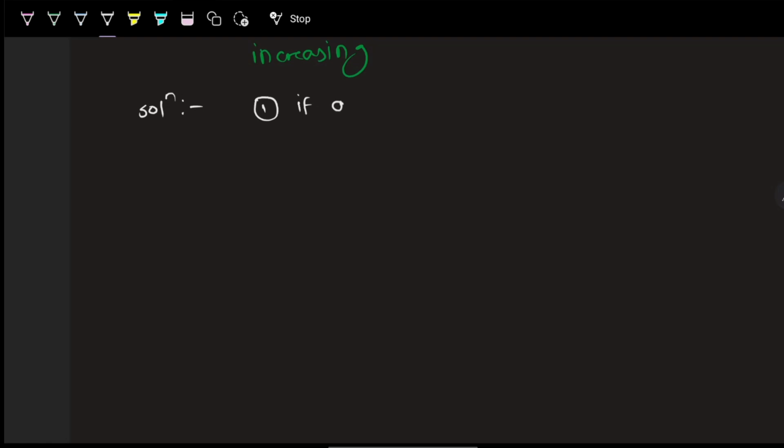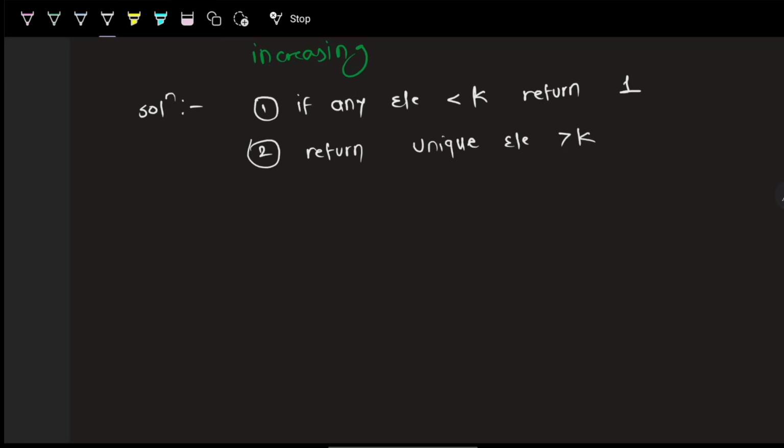So the solution is like this. If any element is less than k, return -1. This is the first base case that we will check first of all. Second, otherwise return the unique elements that are greater than k. That's it. This is the solution for this problem, and that's why this is an easy level problem.